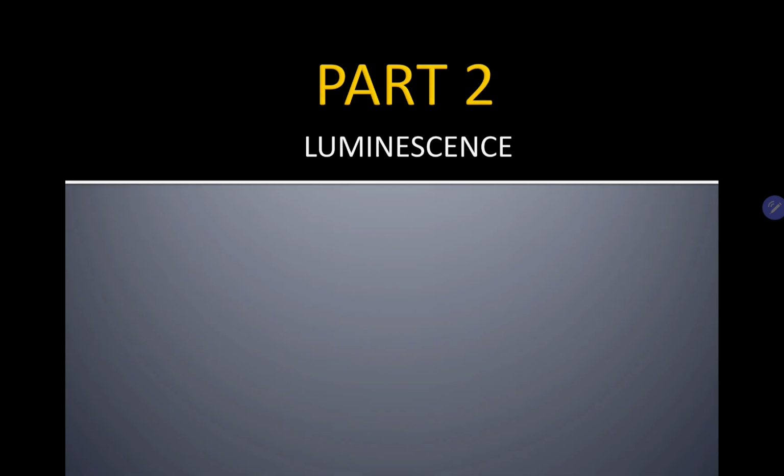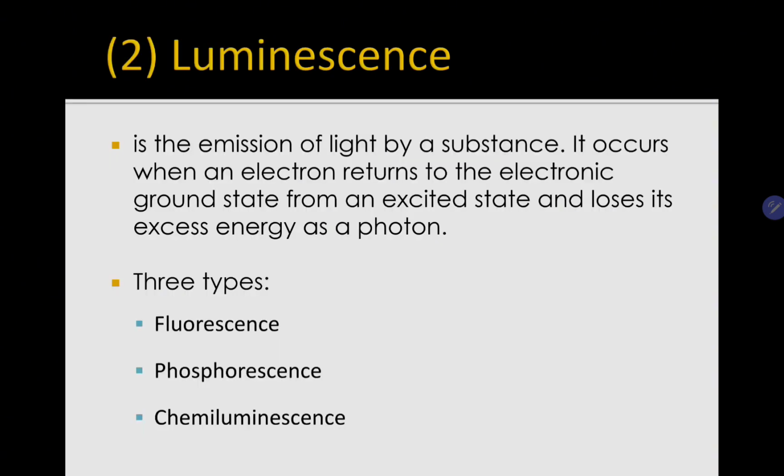When we say luminescence, guys, it is the emission of light by a substance. Substances tend to absorb light and then emit light back. It occurs when an electron returns from the excited state to the electronic ground state, like we said in our previous topics: when an electron jumps or becomes excited, as it goes back to its ground state, it releases energy in the form of light. Its excess energy will be released as light, or a photon. We have three types of luminescence: fluorescence, phosphorescence, and chemiluminescence.